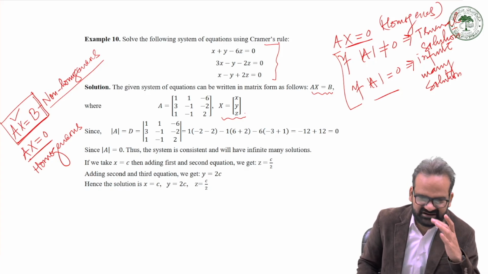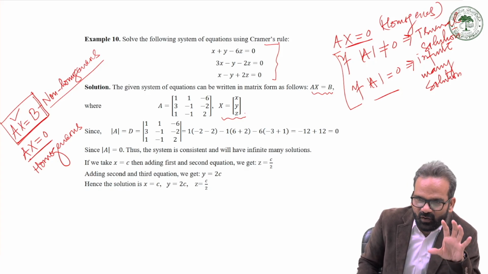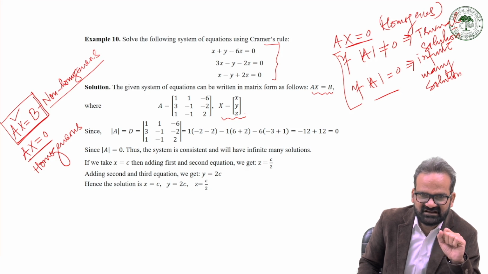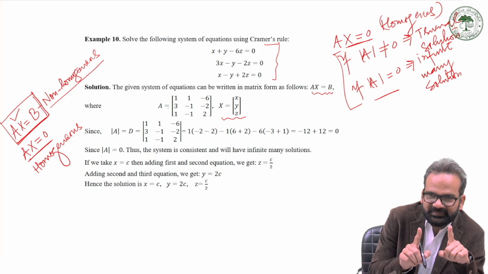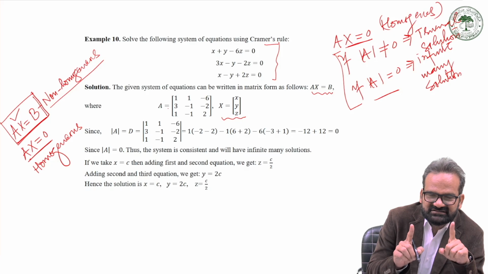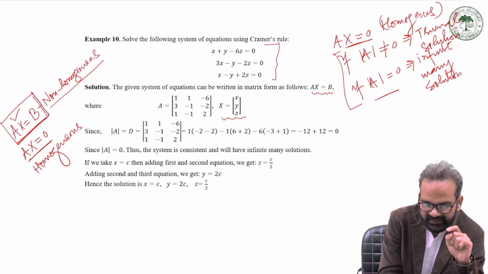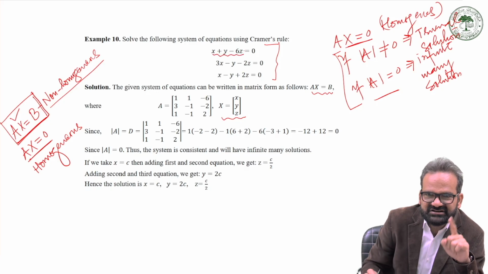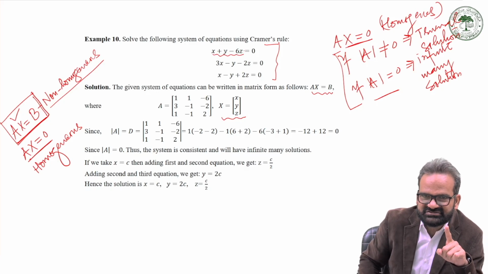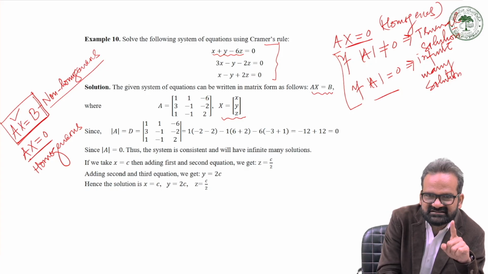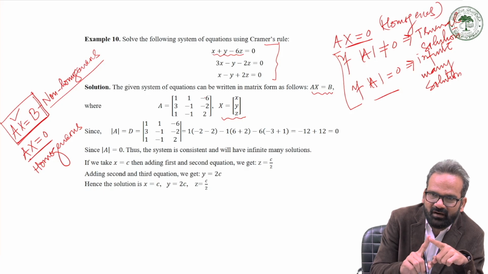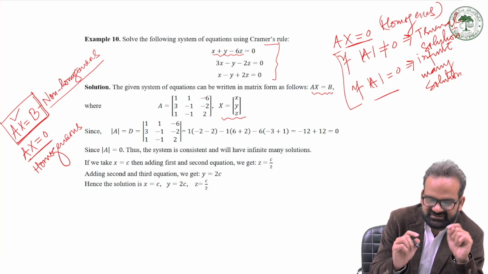But for your satisfaction, let me explain how we can write down this matrix once again. A simply denotes the matrix of the coefficients of the variables x, y, z, right? Take equation 1. In equation 1, the coefficient of x is 1, coefficient of y is 1, coefficient of z is minus 6. So 1, 1, minus 6 is the first row of the matrix A, which we can obtain from the first equation.